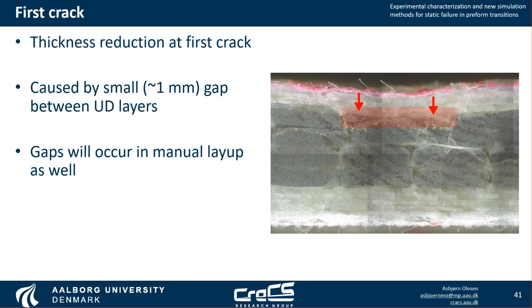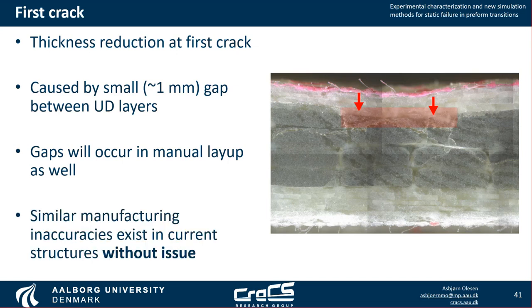Our expectation is that gaps such as these also occur during manual layup. Putting down a fabric is very difficult. For a fabric that might be a half meter, full meter in width, it is very difficult to put down to millimeter, sub-millimeter precision. And what this means is that we have these defects in blades that are already spinning on turbines and they're not falling down. So we expect that these inaccuracies can exist without issue. So this is not so much of a problem for the preform transition.